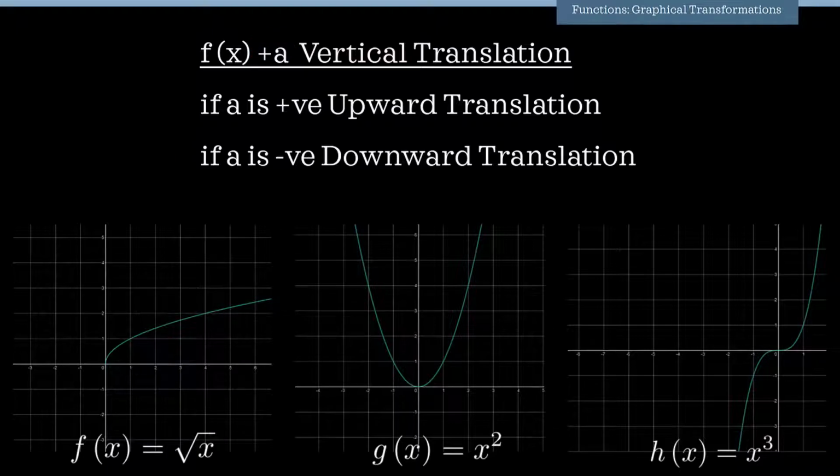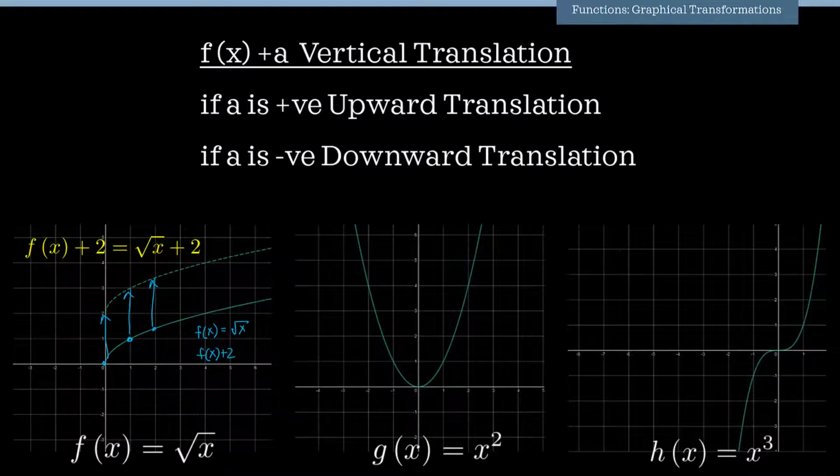So let's look at an example. The function f of x I have over here is square root of x. And for this transformation, let's suppose that the value of a is positive 2. So the graph of the transformation f of x plus 2, or square root of x plus 2, is going to be 2 units above the original graph. Each point on this graph is going to move 2 units upwards. So after the transformation, my graph is going to look like this.